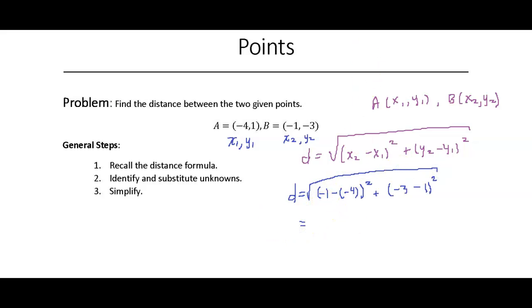All right, let's go ahead and simplify this one bit at a time. Let's check out what is inside the parentheses here. Well, we first have -1 minus -4. That's like saying -1 plus 4, and that'll get us 3. So we have 3 squared here, plus -3 minus 1, and that is -4. -4 squared, and then we will be taking the square root of this.